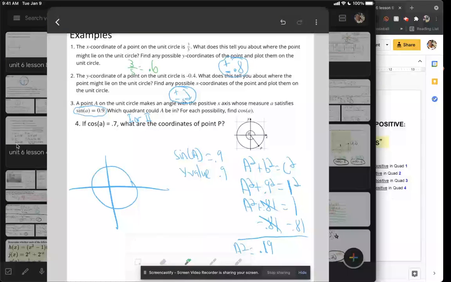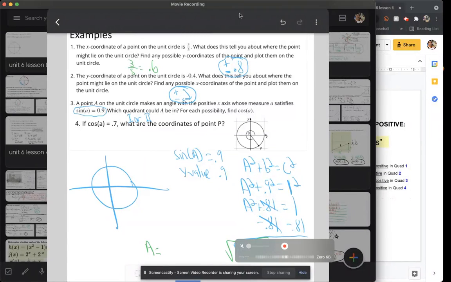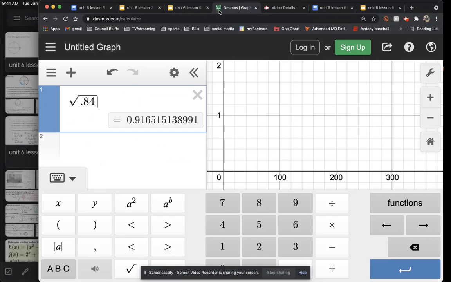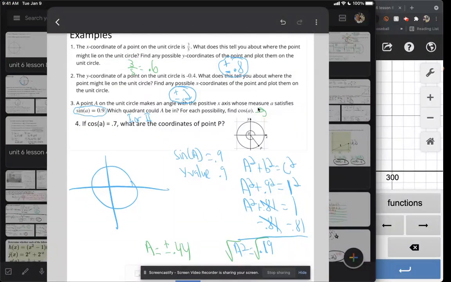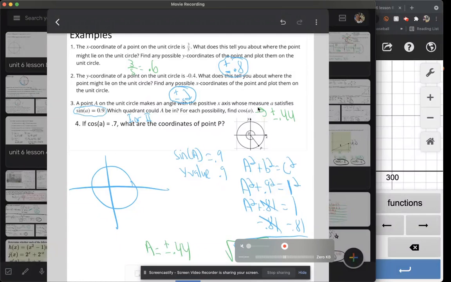So I'm going to square root both sides, and I end up with a equals, let's go to Desmos, and let's do the square root of 0.19. So it's going to be plus and minus 0.44 if I round it. Okay, so cosine of A, so we figured out that the x value is 0.44, and the x value is the same as the cosine. So for each possibility, find cosine of A. It's either going to be positive or negative 0.44.